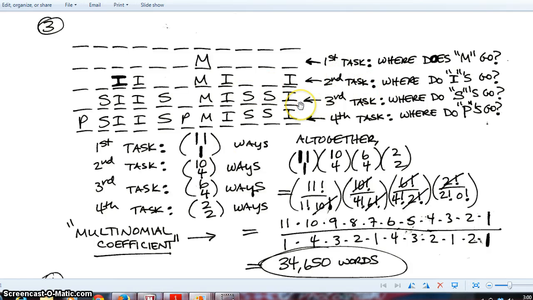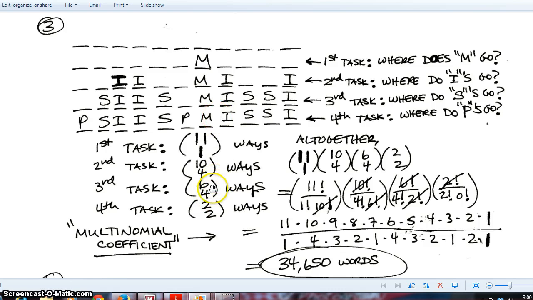Third task, where do the S's go? If you've written down all the I's and the M's, there's 5 places that have already gotten written on, so there has to be 6 places left. They might be different places, but there's still 6 of them. We have to choose 4 of those to decide where the S's are going to go. 6 choose 4 ways to do that.